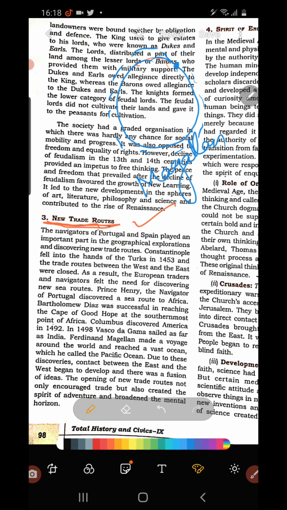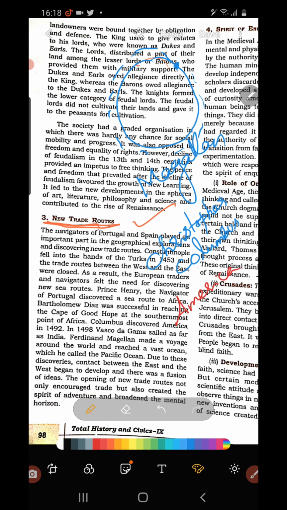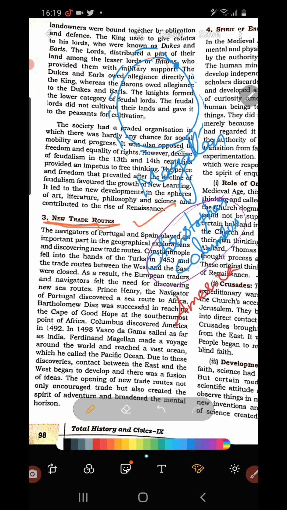Then Christopher Columbus, you must have heard about him. What is his importance? Christopher Columbus discovered America. Later we understood, as Amerigo Vespucci proved, that the continent discovered by Columbus was not India but America, though Columbus thought that it was India. That is another story. Anyway, we are discussing the important travelers of the period.